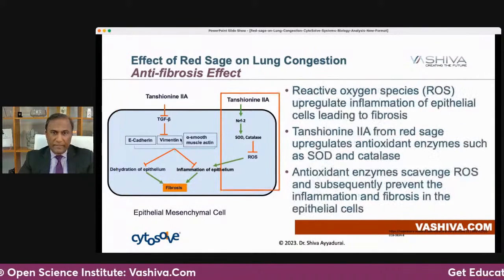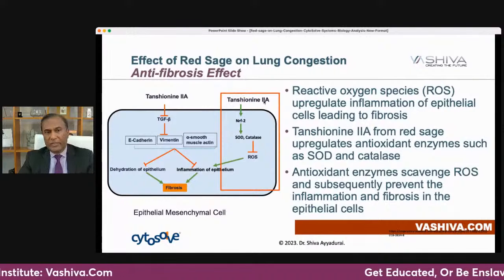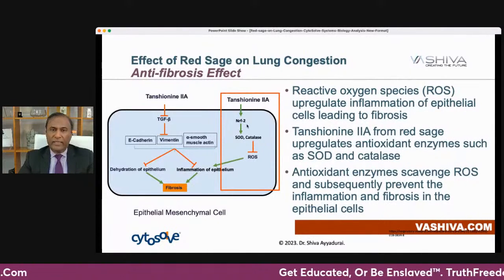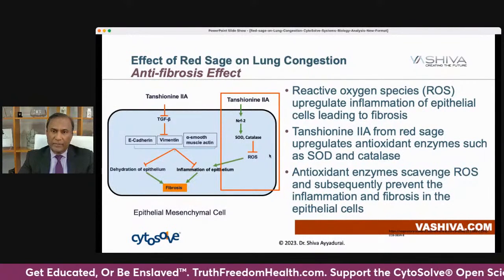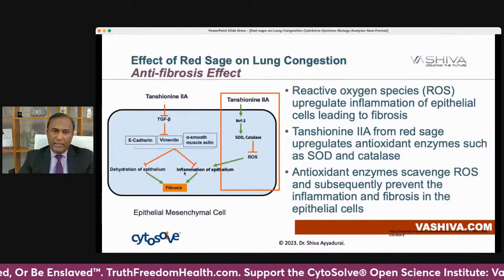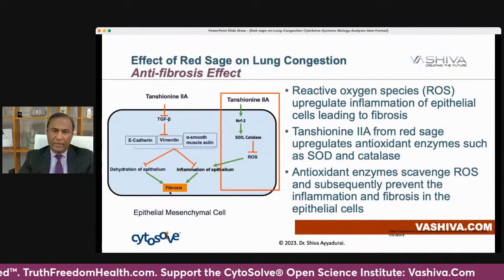That's one of the effects. The other effect tanshinone IIA has is that it actually initiates NRF2. Now, the reactive oxygen species, these are oxidizing components. They're the ones who upregulate inflammation in the epithelium that leads to fibrosis.